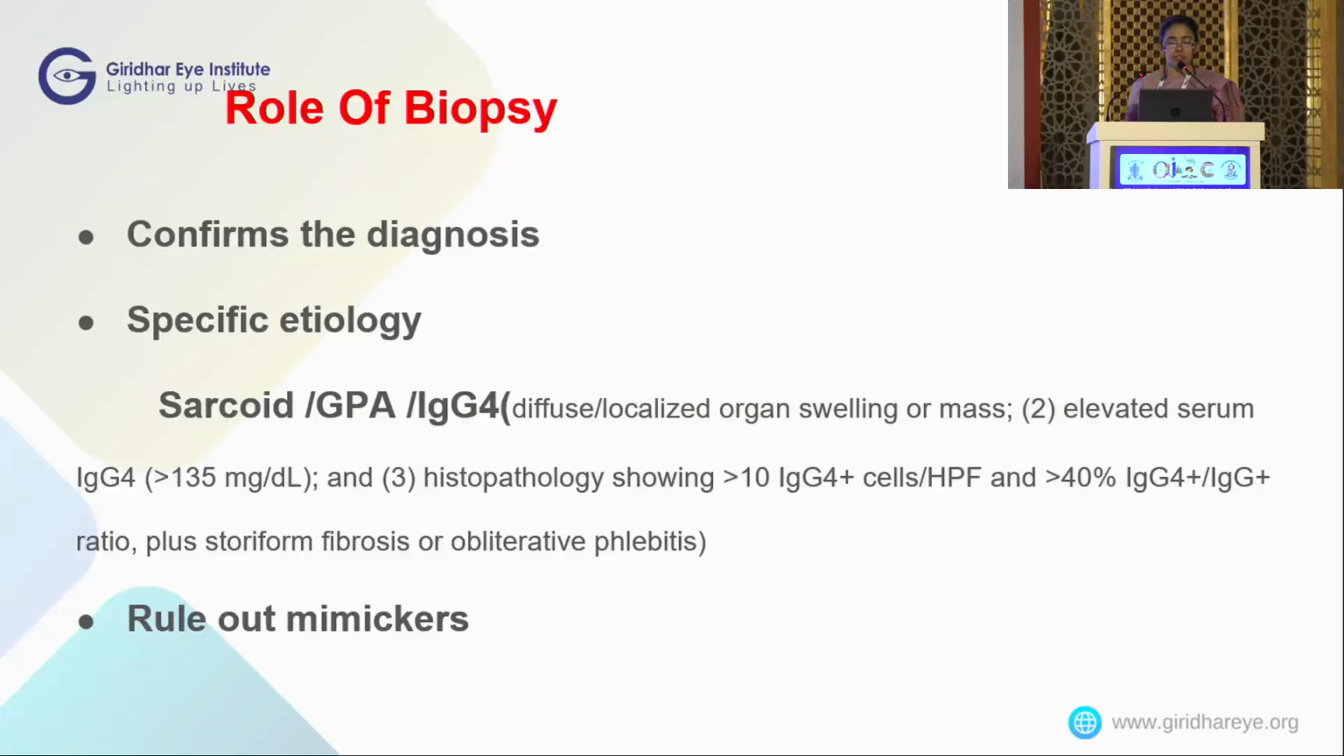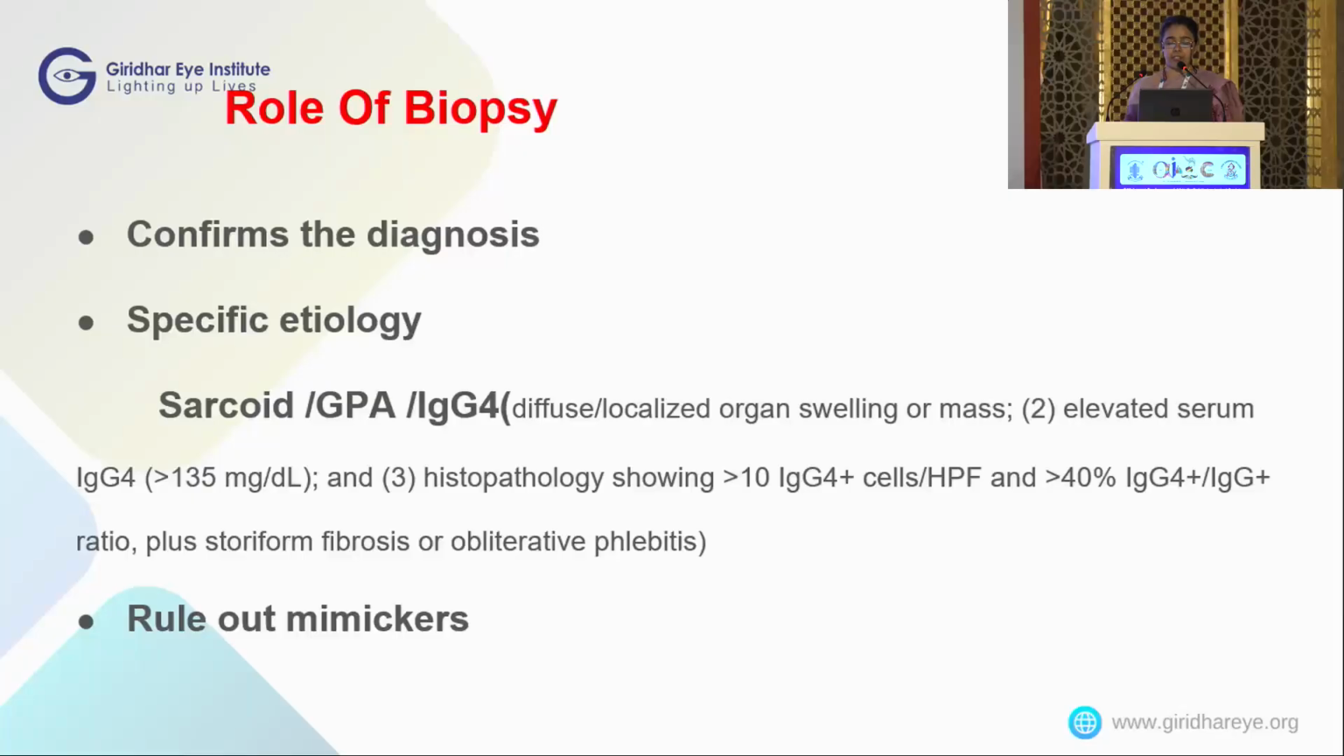So now come to the role of biopsy. It confirms the diagnosis. Second, you can diagnose the specific etiology, especially granulomatous inflammations like sarcoid and GPA. Then another entity is IgG4-related disease. All these diseases have specific histopathology criteria for diagnosis.